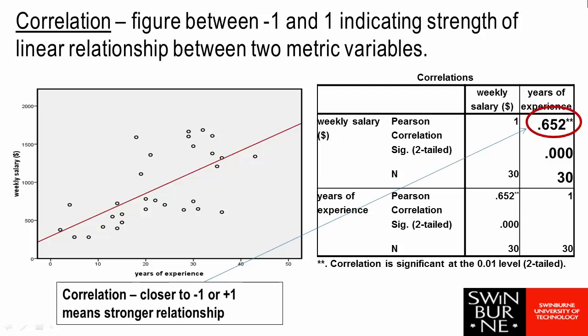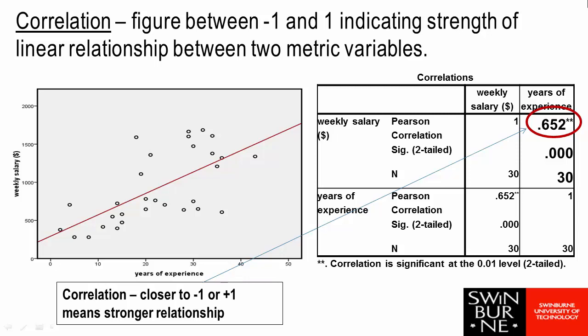Correlation tells me about the strength of a linear relationship between the two variables. The closer to negative one or the closer to positive one, the stronger the relationship. A negative correlation tells me that as one variable goes up, the other one tends to go down, and a positive correlation tells me that as one variable goes up, the other one also tends to go up.